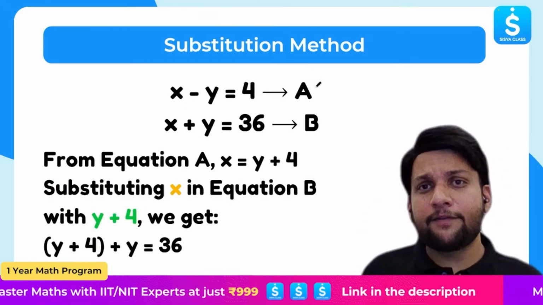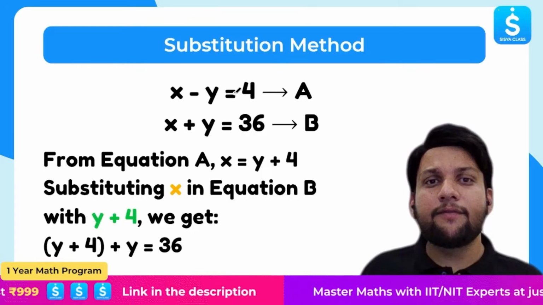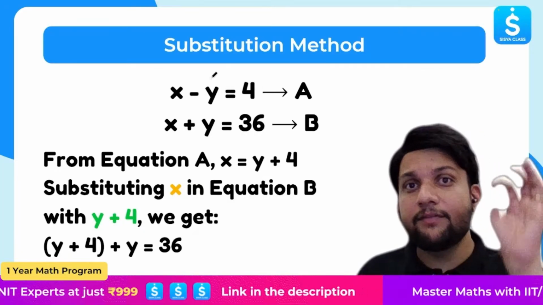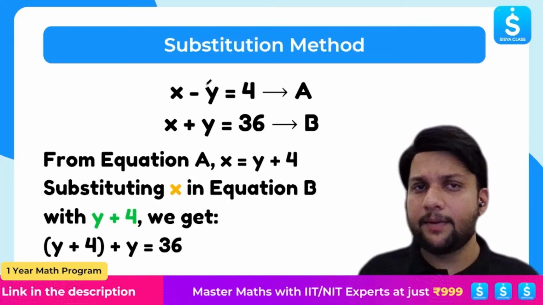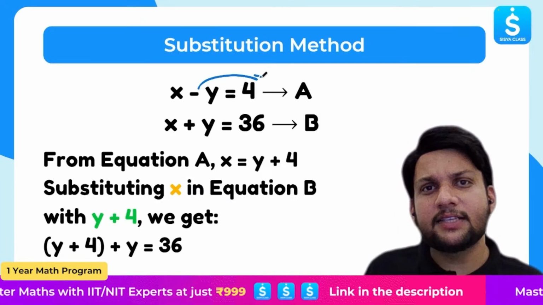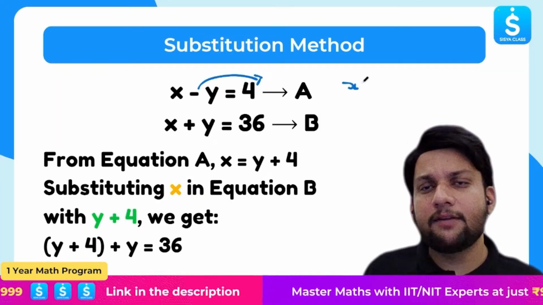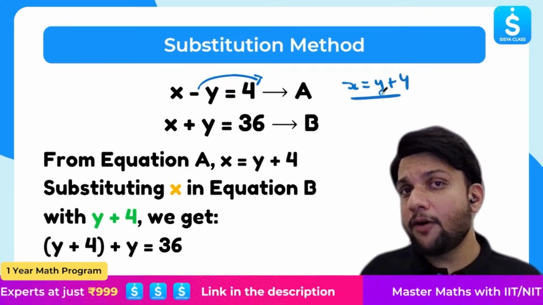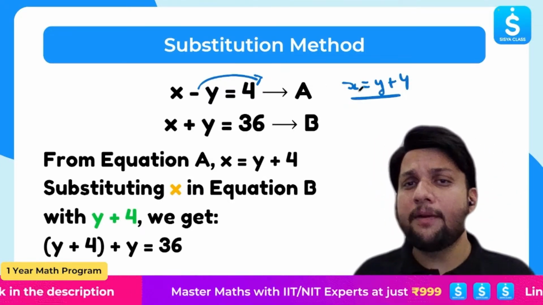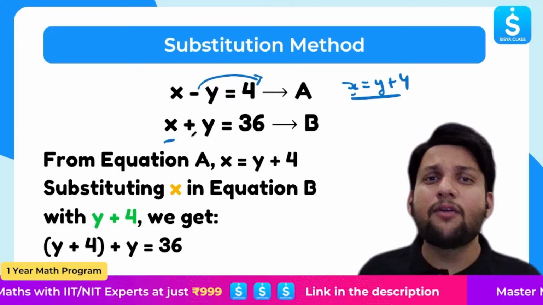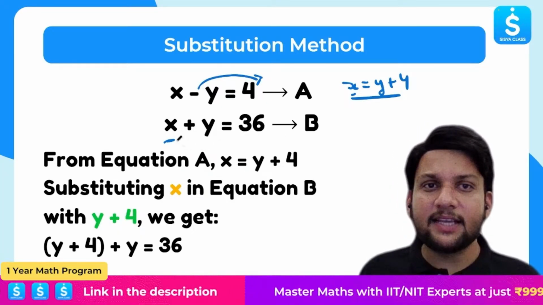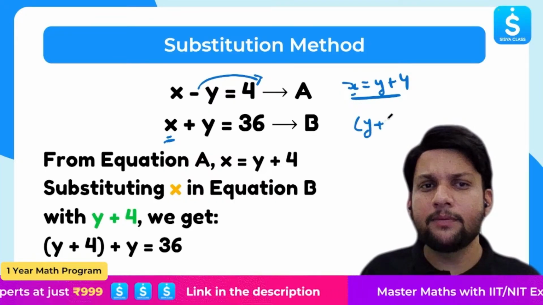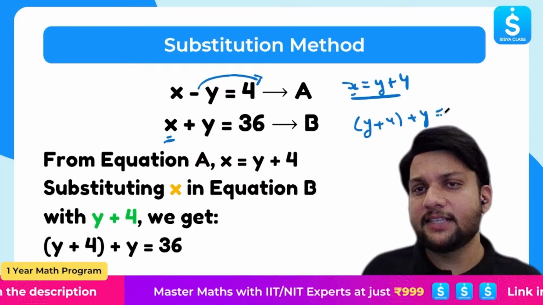So let's consider the first equation, equation A. What we have, x minus y equals 4. Okay, now what is our strategy? We will find the value of one variable. If I take y to the other side, what will it become? It will become x equals y plus 4. Yes or no? Great. Now, I have found the value of the variable x as y plus 4. If I put this value of x here, what am I going to get? If I replace the value of x with y plus 4 here, I'll get y plus 4 plus y equals 36. Yes or no?